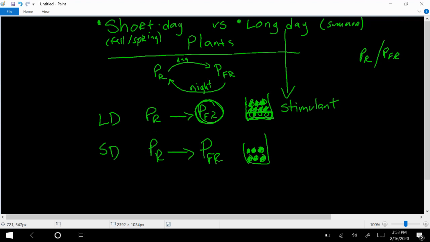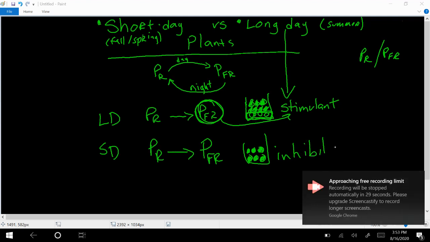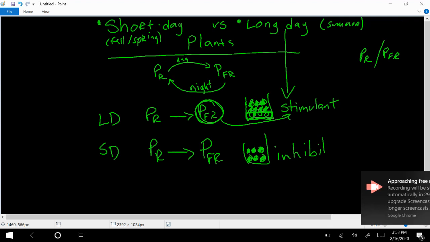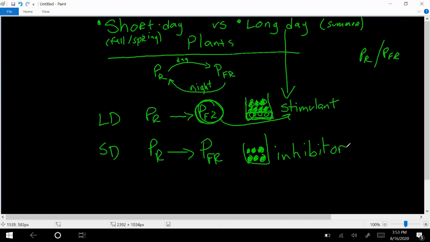There's none left. Well, because the phytochrome far red is gone, it's going to tell the plant to flower. Because in this case, instead of phytochrome far red being a stimulant like it is in the long day plant, it's an inhibitor. The plant is now going to start flowering because there's no longer far red. So it inhibits it. So once the day finally gets shorter, then it will flower. Okay. So in short day plants, this is what we have happening.